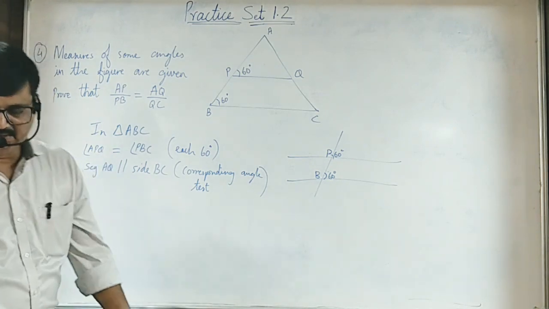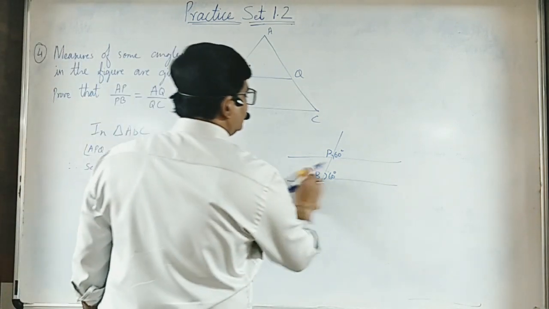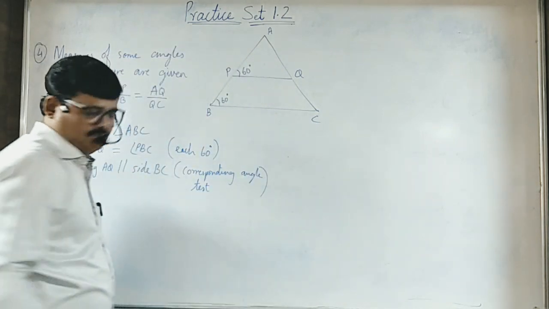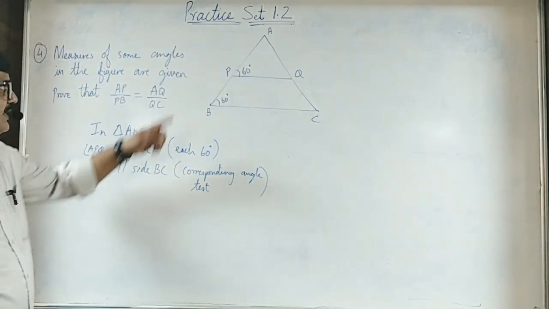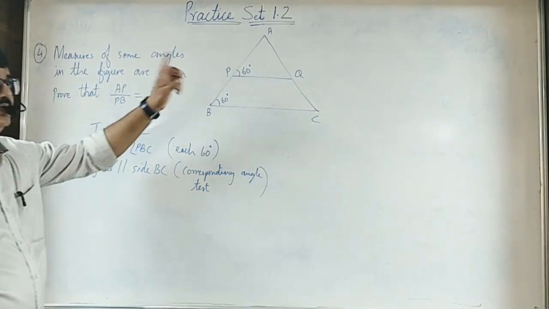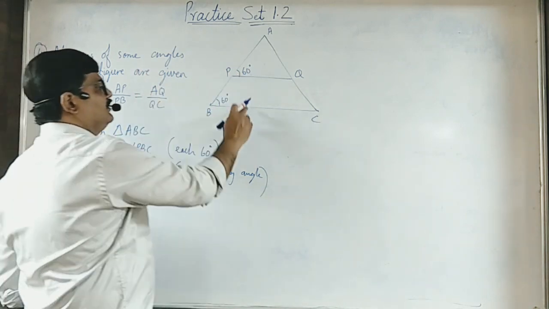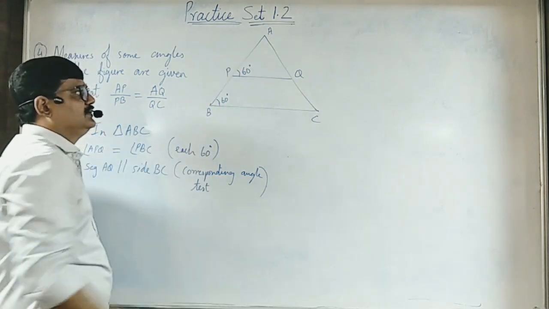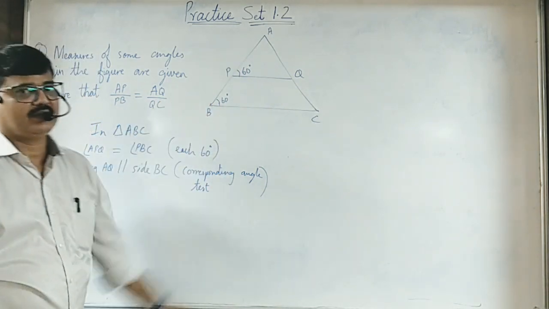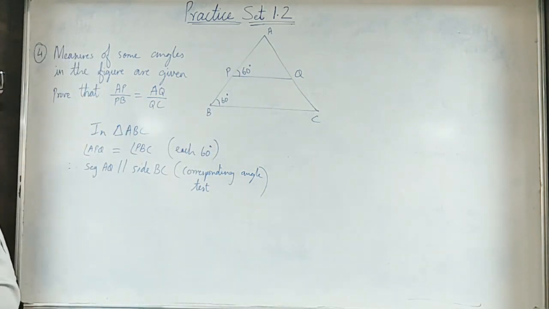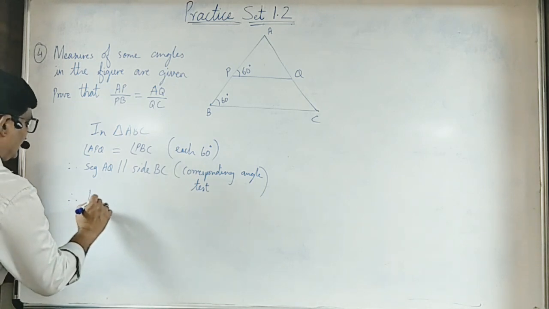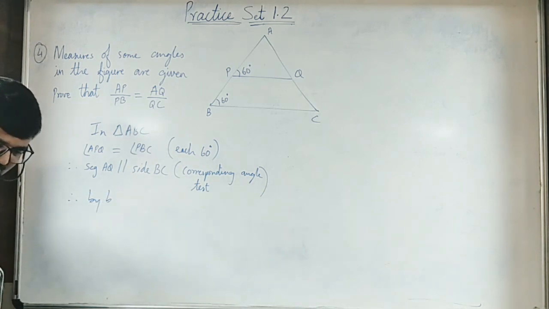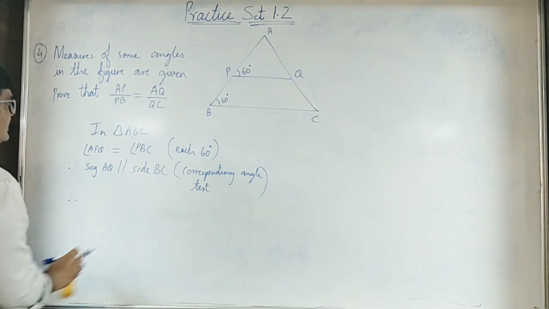If the lines are parallel, can I apply the basic proportionality theorem? You know that in a triangle, if a line parallel to one side of a triangle intersects the other two sides, then they intersect in an equal ratio. Can you see that? So can I write it directly in this case?